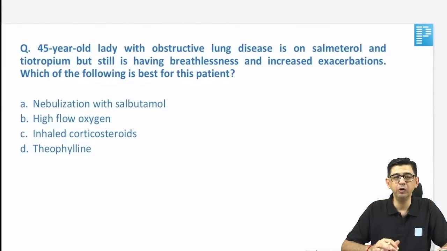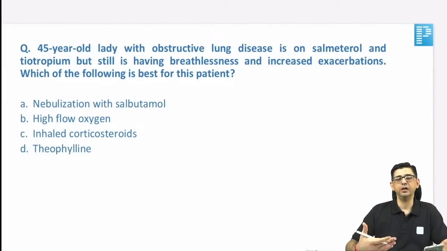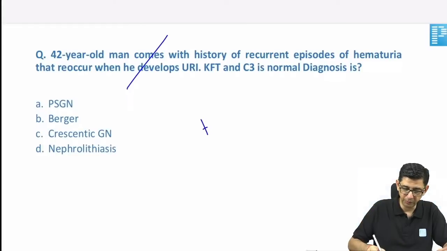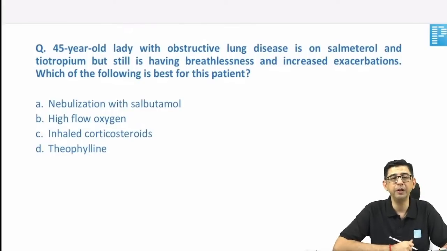This was a lady with obstructive lung disease and she's currently on salmeterol and tiotropium. Question regarding Henoch-Schönlein purpura. Okay, that is interesting. HSP, because he's talking about IgA nephropathy probably.